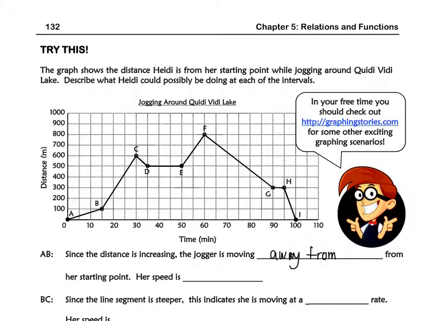And her speed would be the change in distance from point A to point B, which is 0 up to 100, so 100 meters in this case, over the change in time, which is on the horizontal axis, from 0 to 15. So it'd be 100 meters divided by 15 minutes, which would be approximately 6.7 meters per minute.